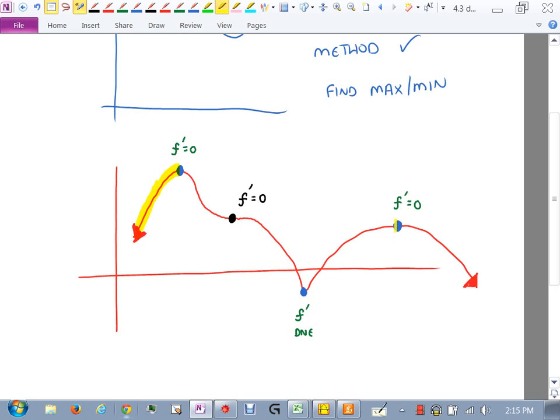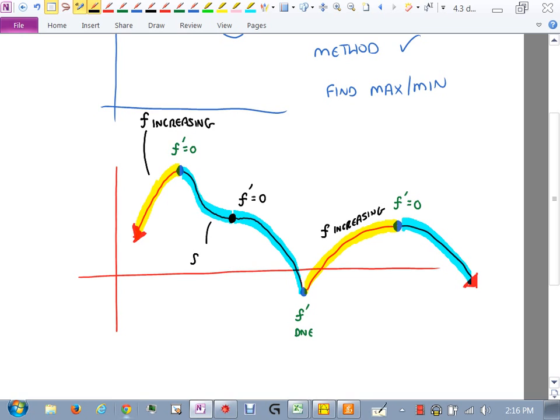Where else am I going up? How about over here? I'm going up right there? Anywhere else I'm going up? No? Where am I going down? Here. And then even over here, right? And then over here. Okay, the yellow parts of this graph is where we say that the function f is increasing. And then over here, increasing. The blue parts are where we say that f is what? Decreasing.